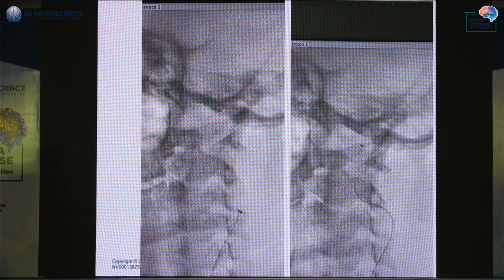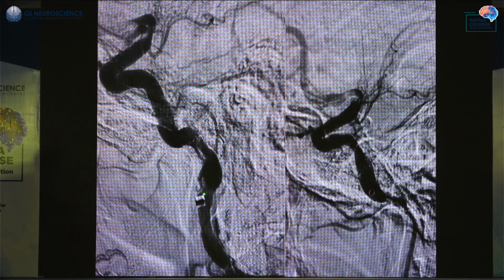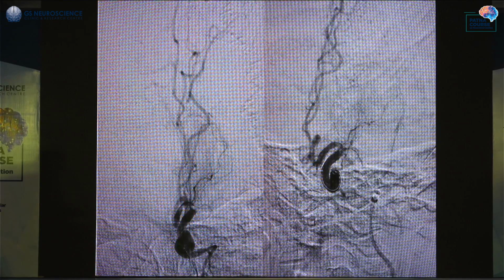Dissection. This lady actually had a baby. So she was in the postpartum period and had a stroke. So it was a postpartum ICA dissection. You can see the long ICA dissection going up. So it was difficult to navigate the big catheter. So I decided to do the stent retriever.